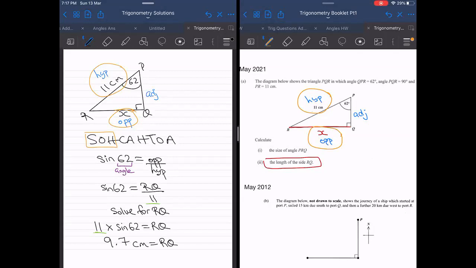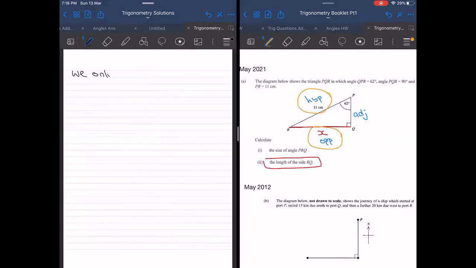So we only use the inverse when we're finding angles. So the only time that you use the inverse is if you're finding angles. So you'll never be finding the side and using the inverse function. The inverse function is only for when we are finding angles. Right? So we only use the inverse functions to find angles.